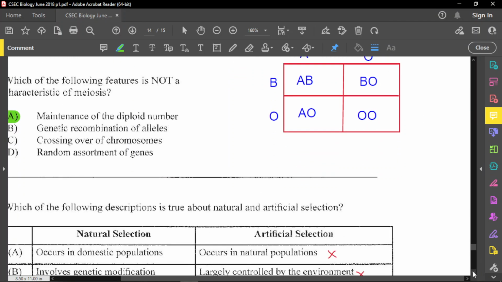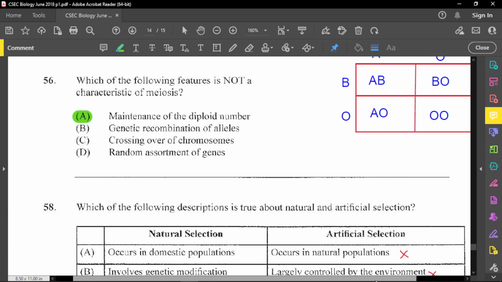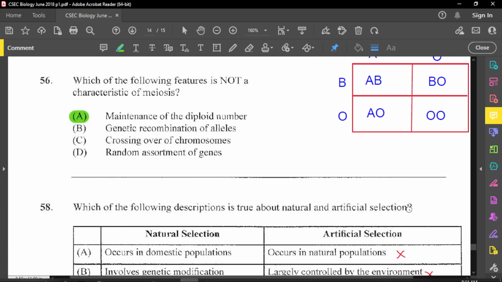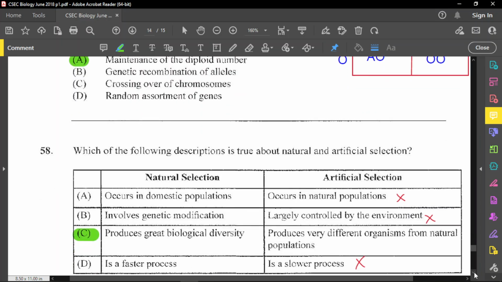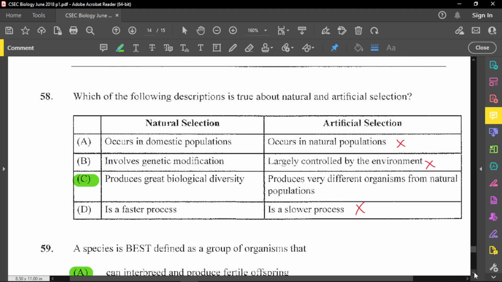All right, next question right here. Now, it asks which of the following descriptions is true about natural and artificial selection? And I'm sure I've seen this too. All right, and so the answer here is: produces great biological diversity. That's natural selection. However, artificial selection produces very different organisms from natural populations.